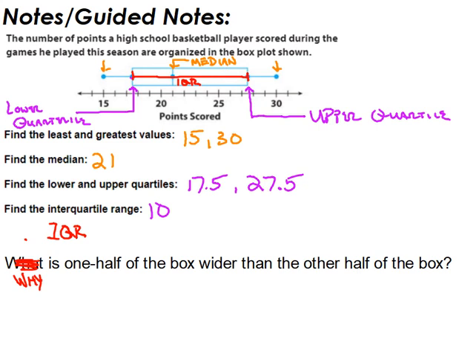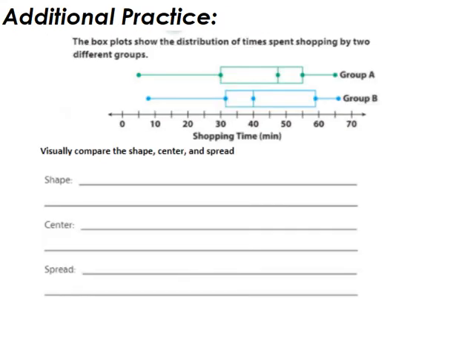Now, also, this box plot shows the distribution of time spent shopping by two different groups. So now we're going to compare two different box plots. We talked about how to find the median, the lower quartile, the upper quartile, the IQR. So now we're going to visually compare them with shape, center, and spread.